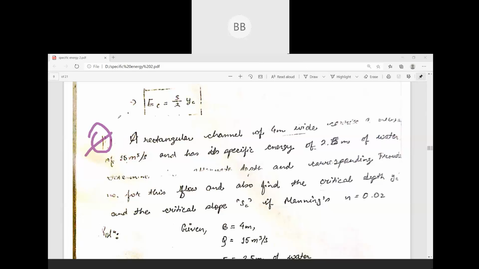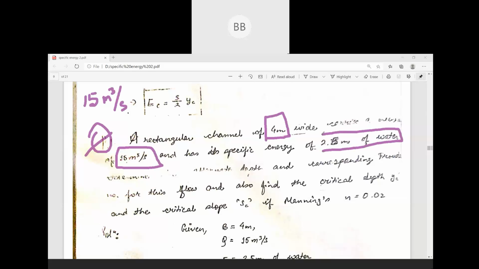A rectangular channel of 4 meter wide. The width of the channel is given 4 meter. Carries a discharge of 15 meter cube per second. 15, okay? It's 15 meter cube per second discharge and has a specific energy of 2.5 meter of water. Specific energy is given 2.5 meter of water.